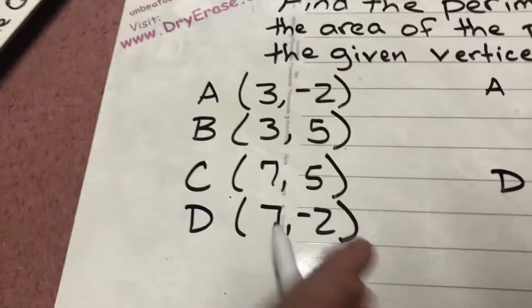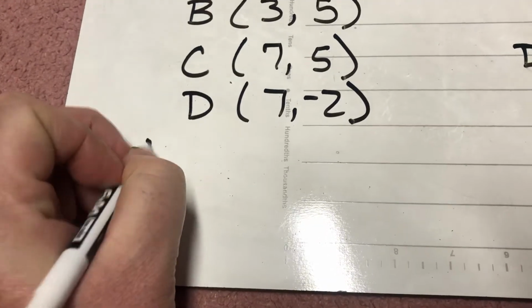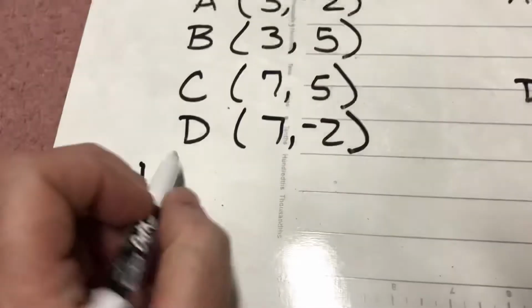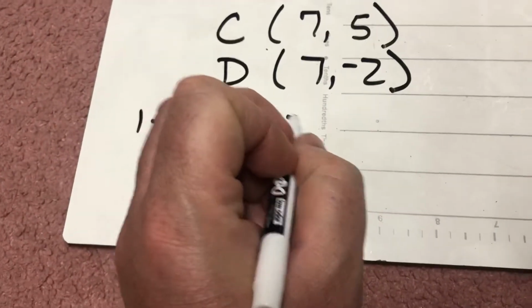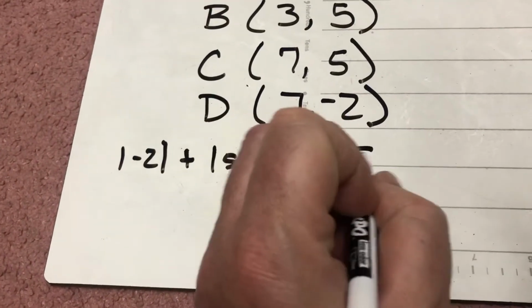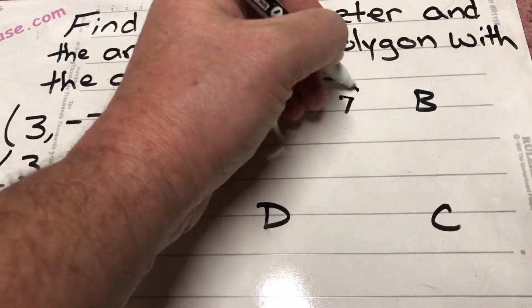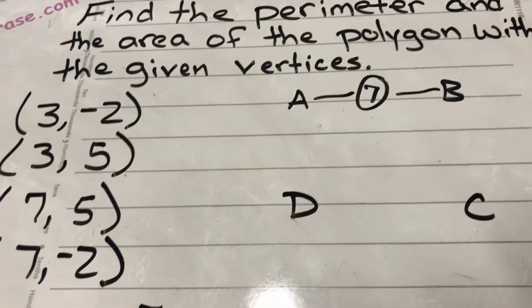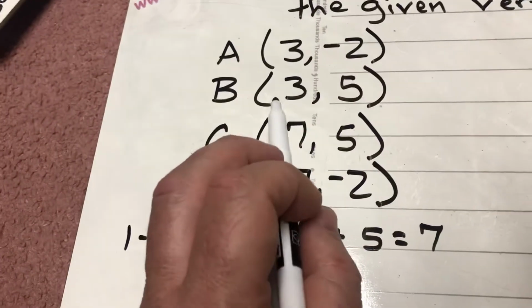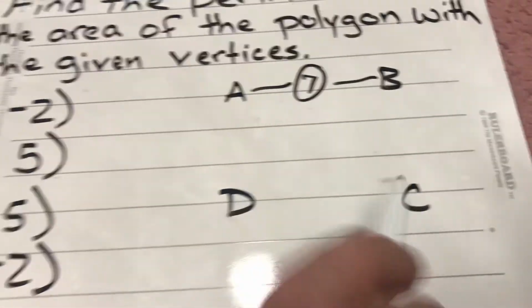So I'm going to take the absolute value of -2, and I'm going to add the absolute value of 5. And that's going to become 2 plus 5, which I believe equals 7. So the distance between A and B is 7. And I'm just going to do a little scratch work here to show you how you're going to set these up. Now I need to find the difference between B and C. I need to figure out what that distance is.